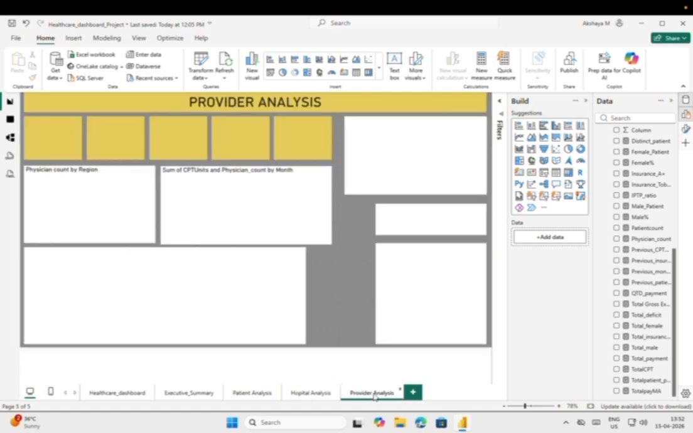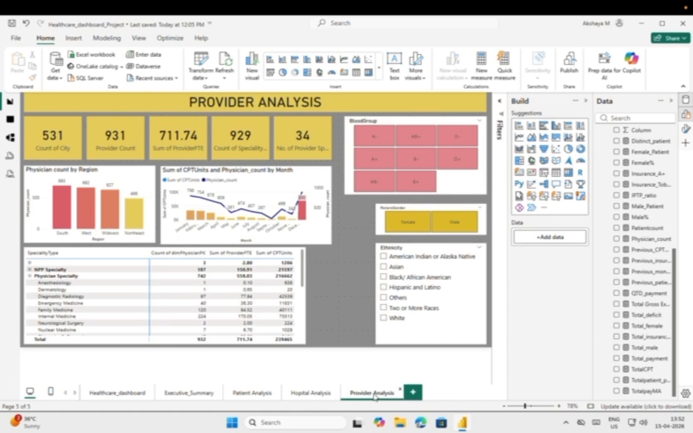The last one is provider analysis. In this provider analysis, we can see the physician count by region. For the South region, what is the number of physicians we have? For the West region, what is the number of physicians we have? So this is the physician count by region, the sum of CPT units, and physician count by month. This blue line represents the physician count and these columns represent the sum of CPT units performed.